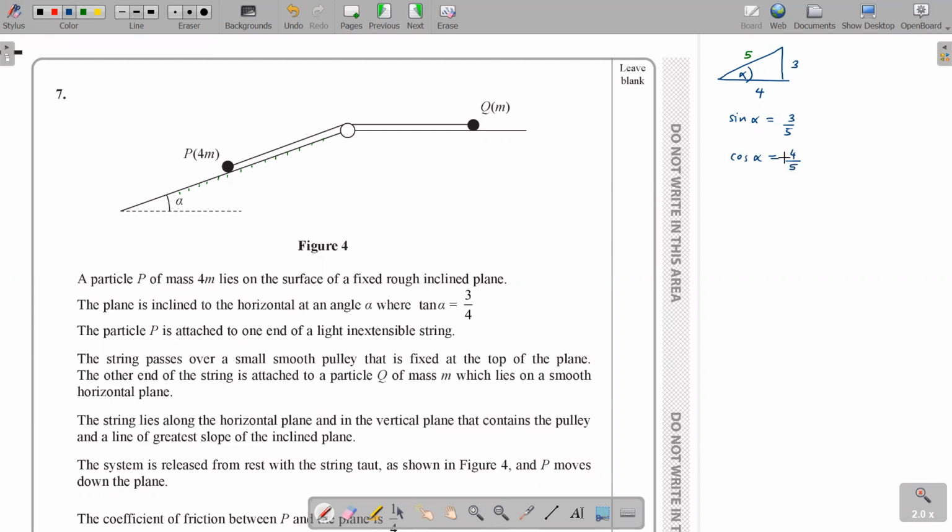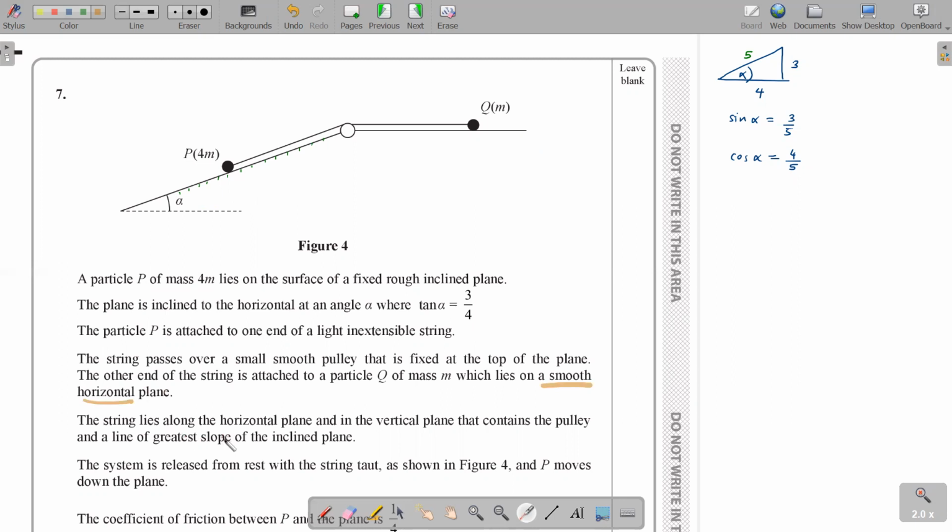Is that okay? Then next they tell you the particle P is attached to one end of a light inextensible string. The string passes over a small smooth pulley that is fixed at the top of the plane. The other end of the string is attached to a particle Q of mass m, which lies on a smooth horizontal plane. Do you see the difference? P lies on a rough plane, Q lies on a smooth plane. So make sure you get all those things properly marked. That's why I marked this over here to identify that this is rough and this is smooth.